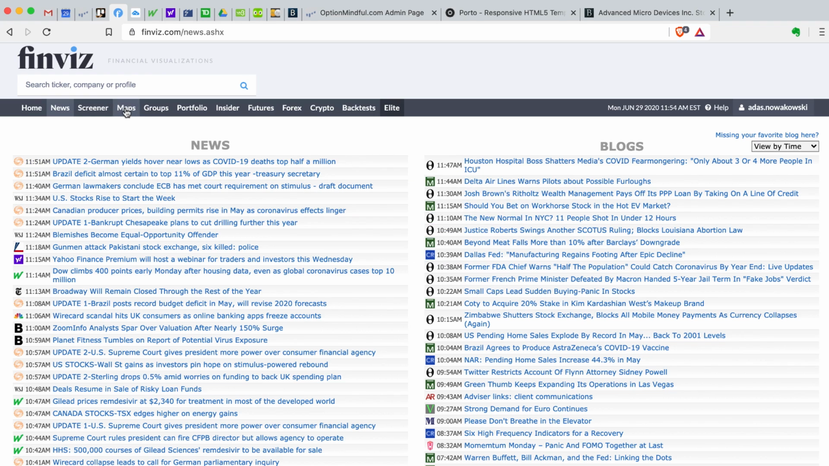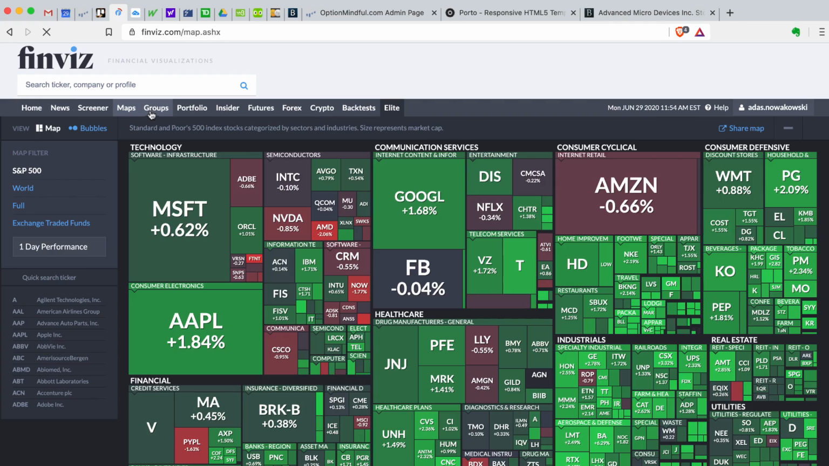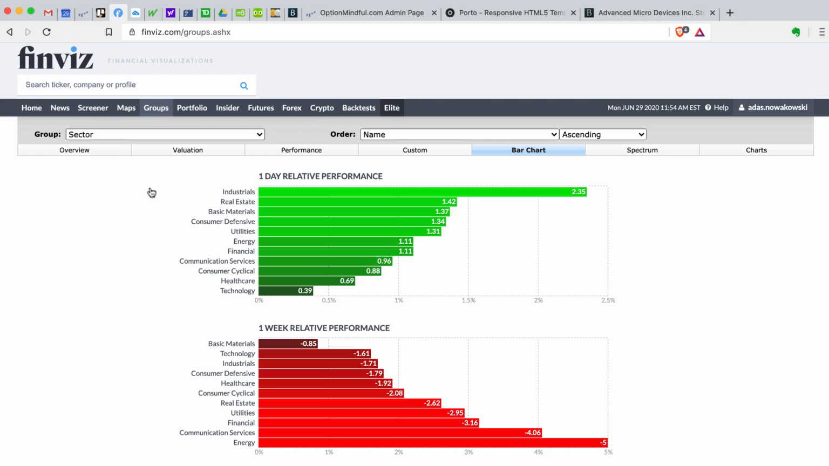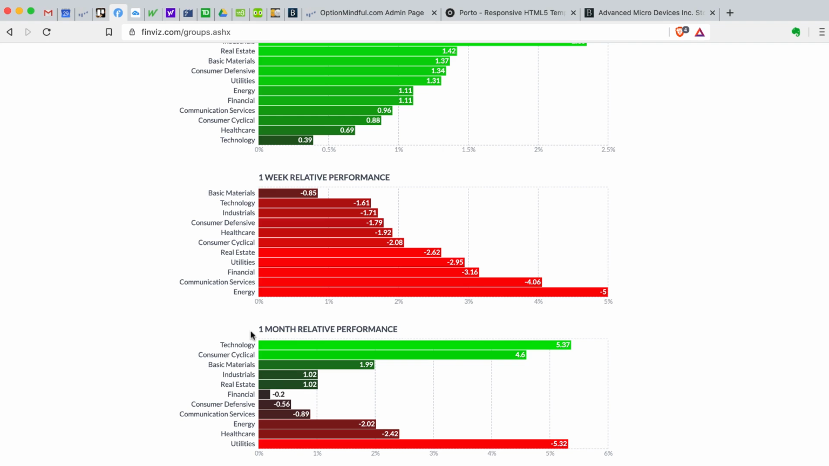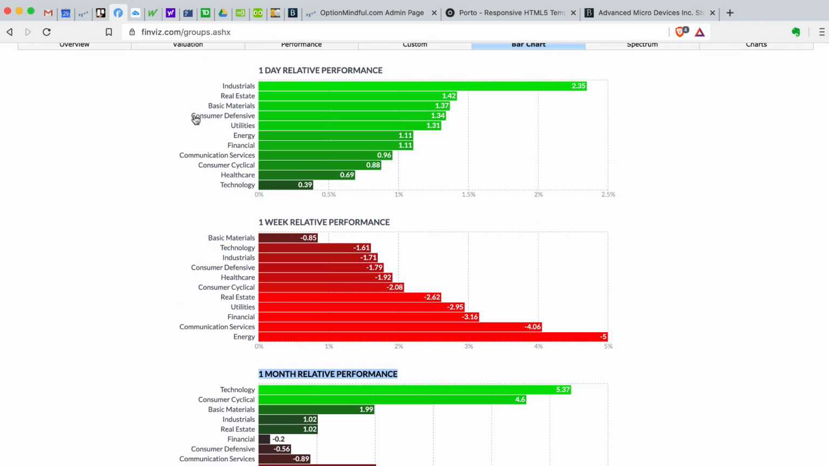I like to go to maps as well to see, not maps, to groups to see the general sector performance, and just to have an overview who was doing good, who was doing bad, and in general, like 1 month relative performance, because I'm trading mostly monthly or bi-weekly options for cash flow. I see that technology, consumer cyclical, basic materials are doing good. Also, communication was doing really good before. Now it's sort of hard to tell. It's probably like more neutral.